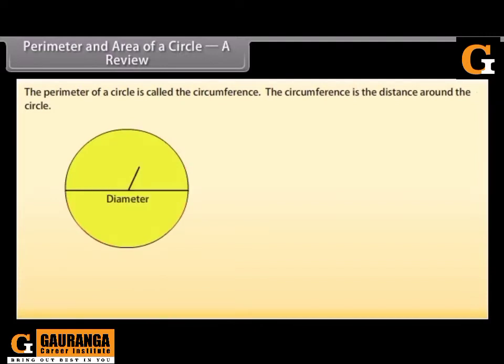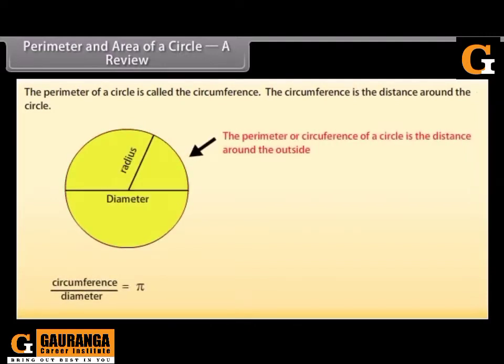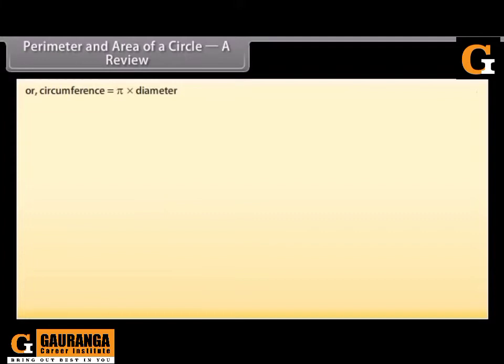Perimeter and area of a circle. A review. The perimeter of a circle is called the circumference. The circumference is the distance around the circle. The ratio of circumference to its diameter is constant. The constant ratio is denoted by pi, or circumference equals pi into diameter, which is equal to pi into 2r, where r is the radius of the circle, which equals 2 pi r.